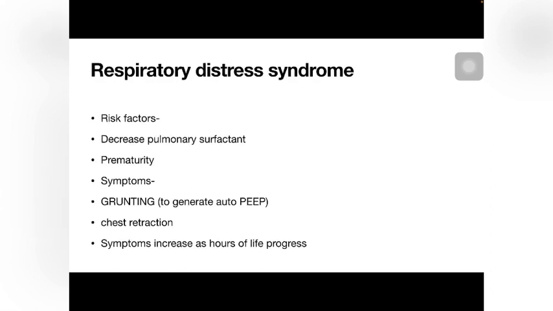Respiratory distress syndrome. Risk factors include decreased pulmonary surfactant and prematurity. Symptoms of respiratory distress syndrome: the most common symptom is grunting. It is due to auto PEEP generation by the newborn to keep the airway open. Second is chest retraction. Symptoms increase as hours of life progress.